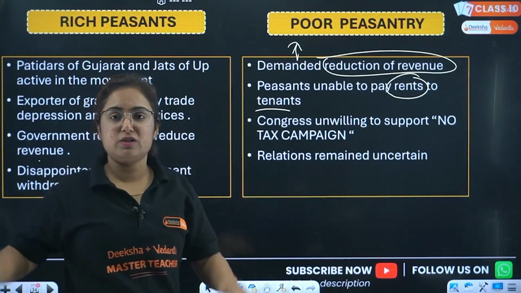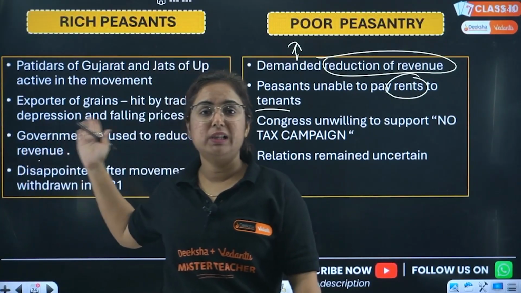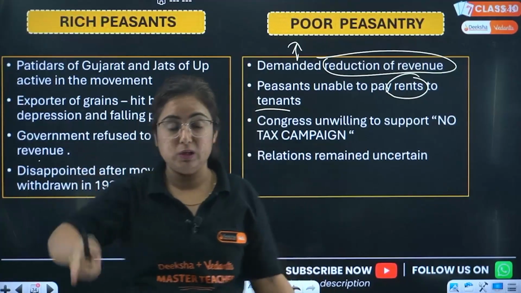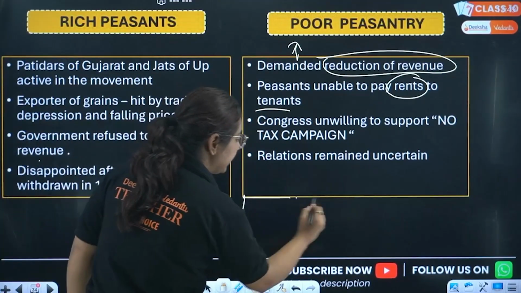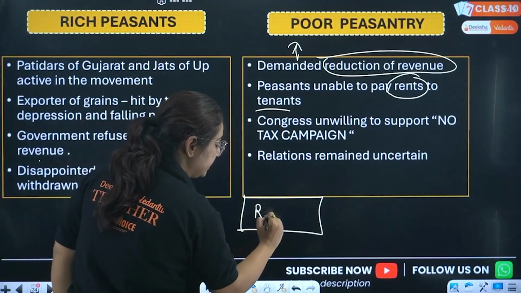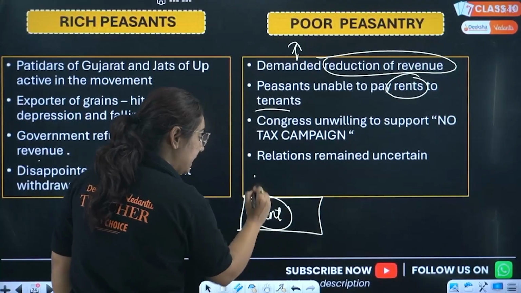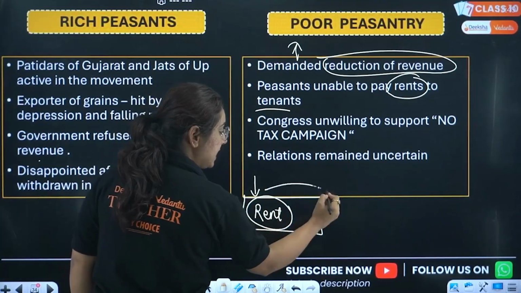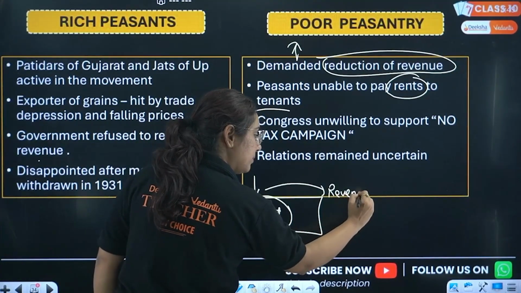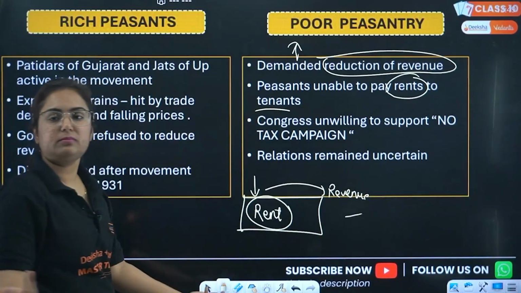Now see the situation. At least these people were having their own land. They were just paying the revenue. Now these people are taking the lands on rent. They are paying the rent also to the tenants, and they are paying the revenue also to the Britishers. What are they getting? Nothing.